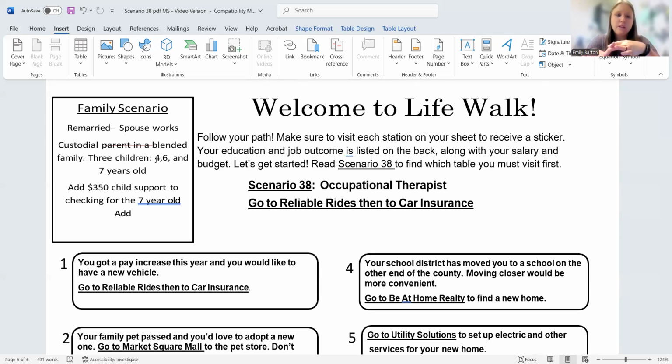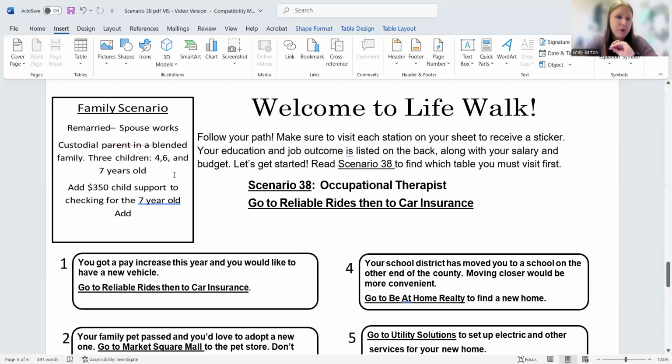Making sure you have the right groceries. Some of you are going to have young children, 6 months, 1 year. They may require specific groceries. So making sure you're picking out the right things to properly care for everyone as you make your purchases.